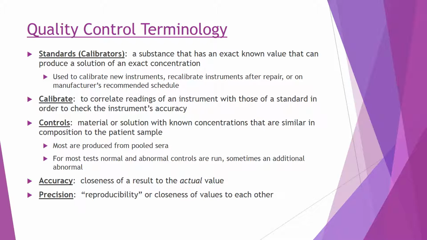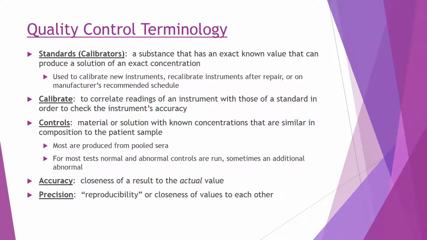I want to briefly go over some terms that are commonly used when discussing quality control. So it's important to know these terms and their definitions moving forward. So standards, which are also called calibrators, are a substance that has an exact known value that can produce a solution of an exact concentration. And these are used to calibrate new instruments, recalibrate instruments after repair, or on the manufacturer's recommended schedule. Now, what does it mean to calibrate? So that just means to correlate readings of an instrument with those of a standard in order to check the instrument's accuracy.